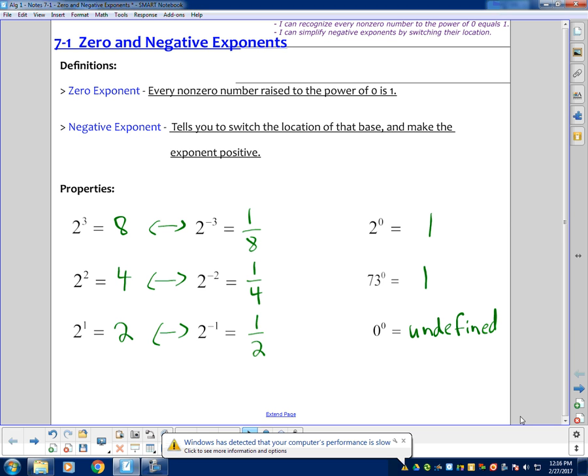All right, you guys ready to look at the back side? Look at some examples. There's 2 to the negative 4, which is 1 over 16.